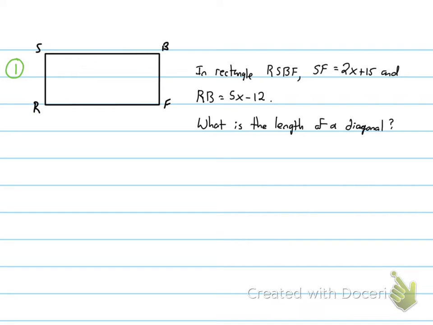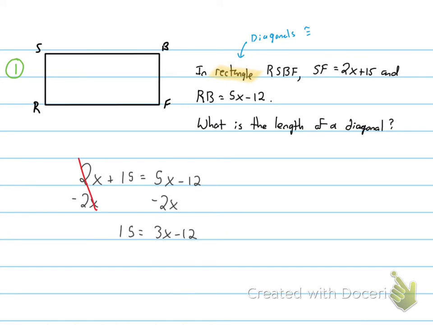In rectangle RSBF, SF is equal to 2x plus 15, and RB is equal to 5x minus 12. And using that information, I want to figure out what's the length of one of the diagonals. I see that it's a rectangle, so I know that the diagonals are congruent. SF and RB are the diagonals, so I'm just going to set them equal to each other. From here, it's just an algebra problem, so I'm just going to solve for x. So I'm going to combine like terms, and I'm left with x is equaling 9.